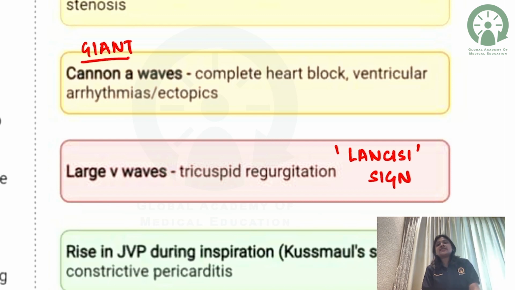So what is Lancisi sign in JVP? It is nothing but the large CV waveform in case of JVP. So this was a previous year repeat. It was asked in NEET PG 2021 about the Lancisi sign: large CV waves in tricuspid regurgitation.